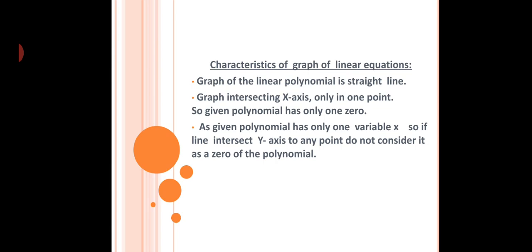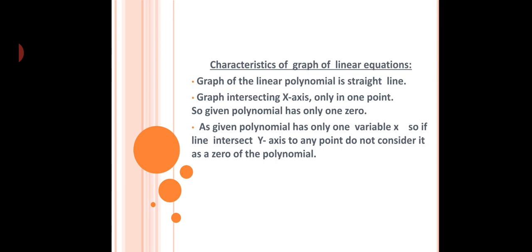So here we only consider where the graph intersects the x-axis. When you construct a line by joining these points, that line intersects the x-axis at only one point. So it means that it has only one zero.